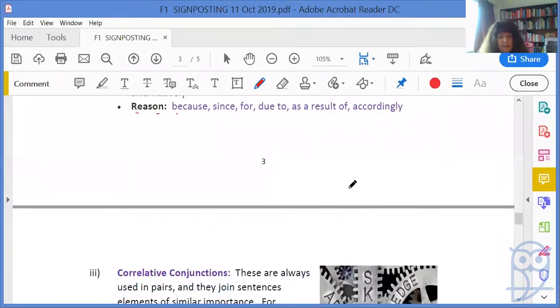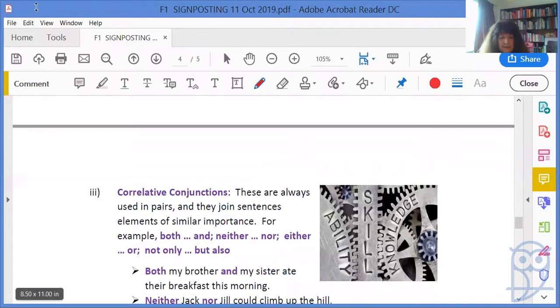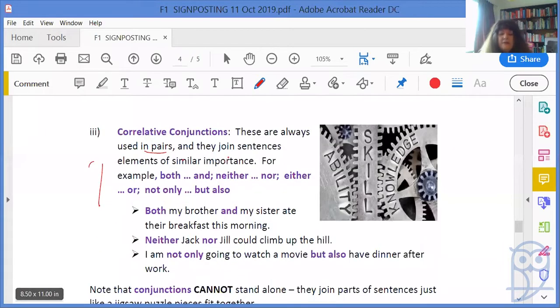Okay. And the third one we said was the correlative conjunction, which are used in pairs, and they join sentence elements of similar importance. For example, we're talking about both and, neither nor, either or, not only but also. Those are the most common ones that you would really expect to know about. Here's some examples. Both my brother and my sister ate their breakfast this morning. Neither Jack nor Jill could climb up the hill. I am not only going to watch a movie, but also have dinner after work.